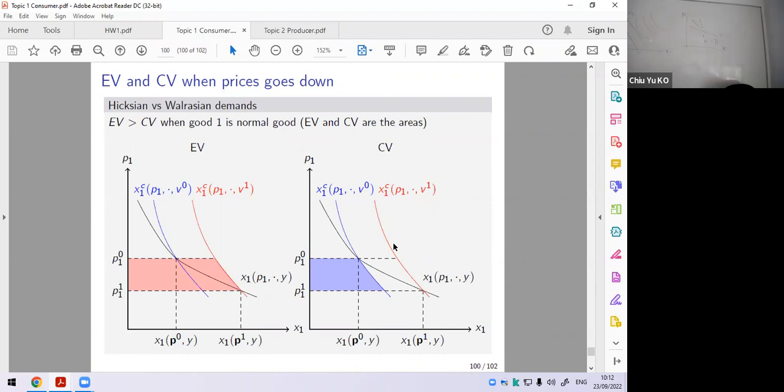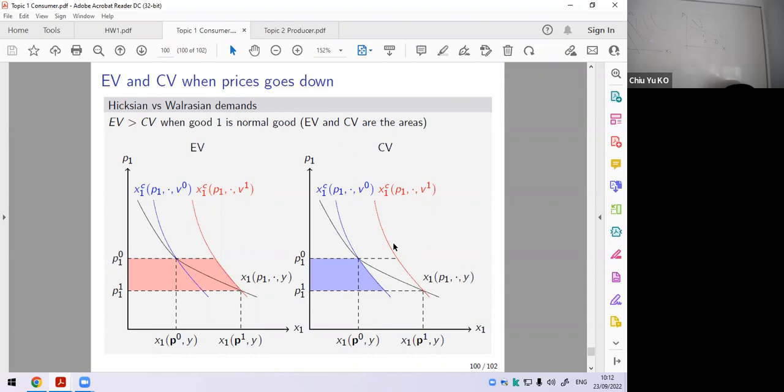This is your bundle, and this is the point. And we'll explain that if it is a normal good, it will be like this, the blue one. The reason is that it's a normal good, the price goes down, you have more income, so you spend more. You jump from Hicksian to Marshallian, it just goes down, goes more in this way. Other way around, you go that way, right? Is that clear for this one?